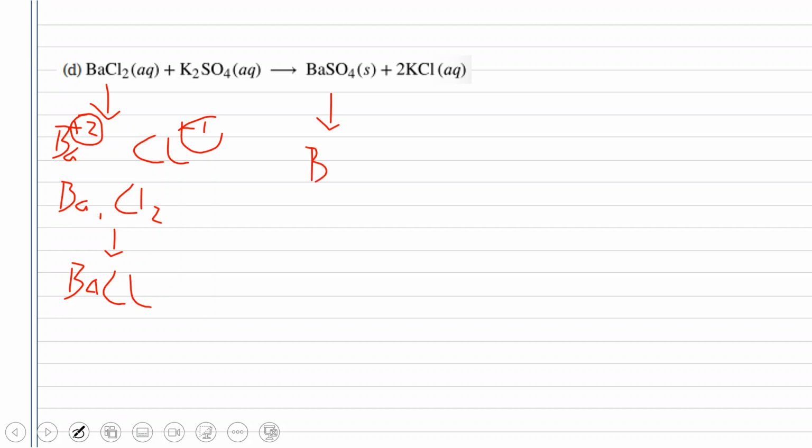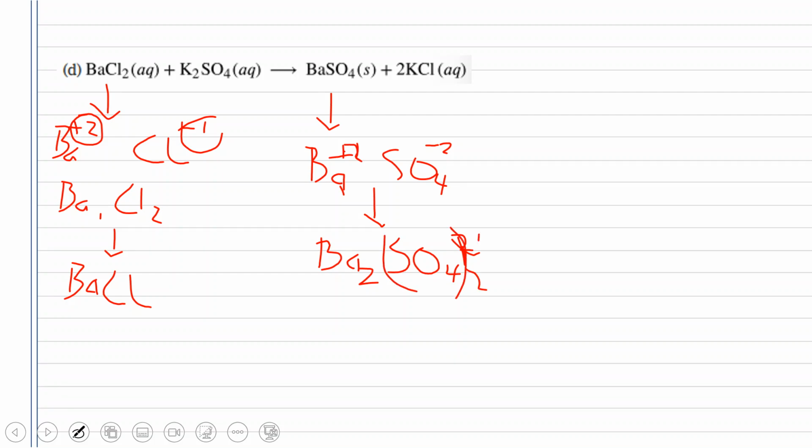Ba is now combined with SO4. The only way they can be combined is that Ba was on its own here, SO4 was on its own here. Now SO4, its oxidation is -2, Ba is +2, so we have them exchanging their charges. Ba has the 2 from SO4, SO4 has the 2 from Ba. Sorry, the 2 goes down here. These 2 cancel, and that's how we had BaSO4.